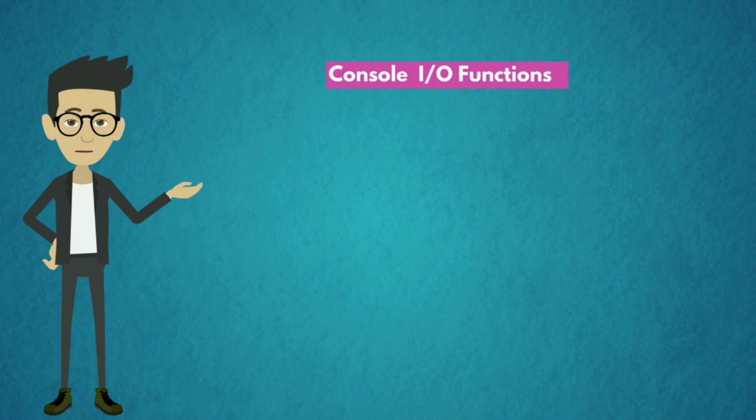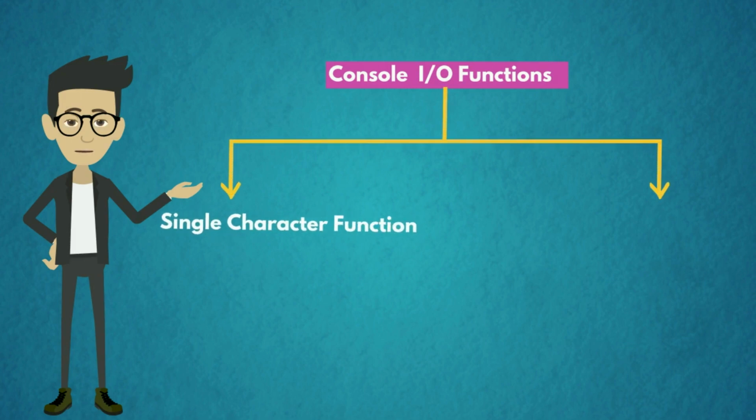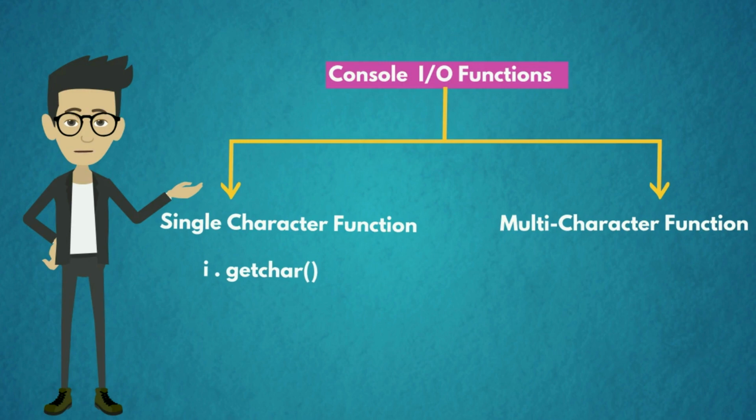Console IO functions. Console IO functions are the functions which are used for single or multi-character input and output. It is of two types: single character function and multi-character function. In single character function, we have two types: type 1 getChar, type 2 putChar. In multi-character function, we have two types: type 1 gets and type 2 puts. Now we will discuss each type in detail.